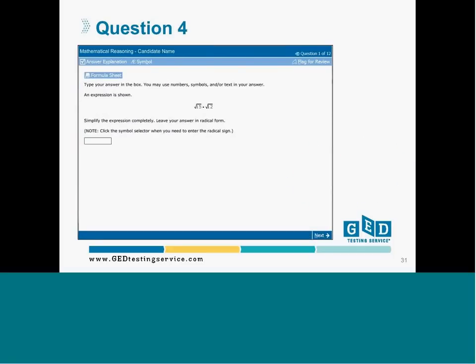Okay, it's time now for math. We saw this one in a previous webinar, but this one, again, is asking the test taker to simplify this expression and to leave the answer in radical form. So take a look at this problem: is it a DOK 1, 2, or 3?